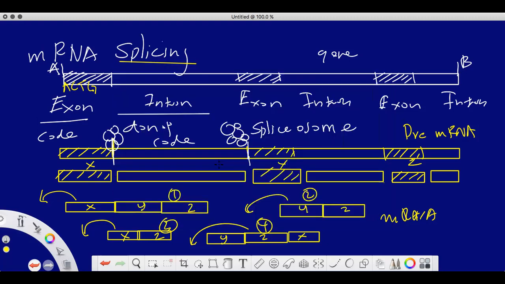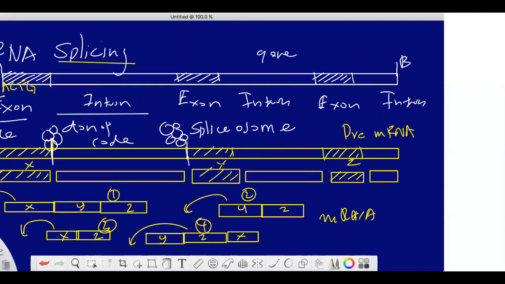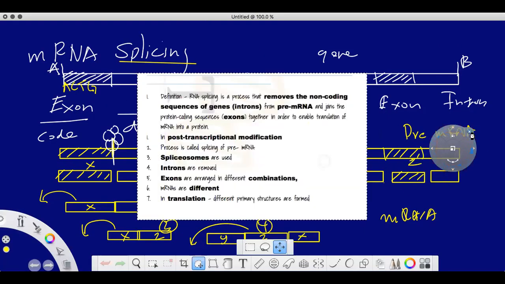That was the question, and I have given this as a very important thing that you need to remember well. All the points that you need to remember are given. For example, first, RNA splicing is a process that removes the non-coding sequences of genes, introns, from pre-mRNA and joins the protein coding sequences. RNA splicing is removal of introns and joining of exons.